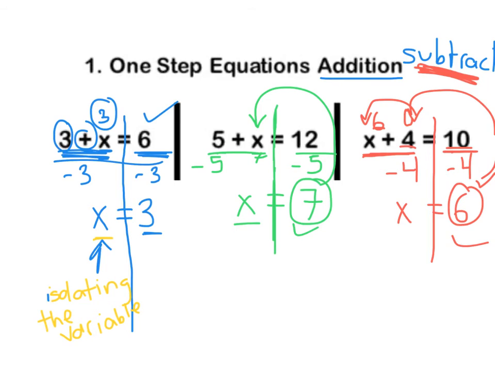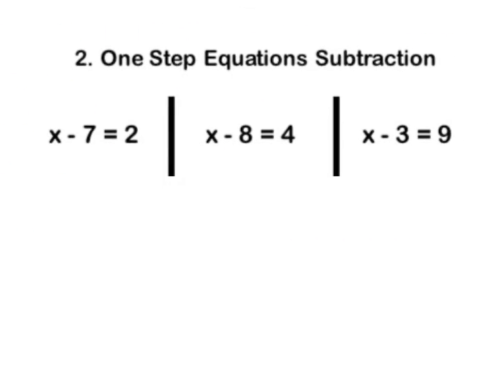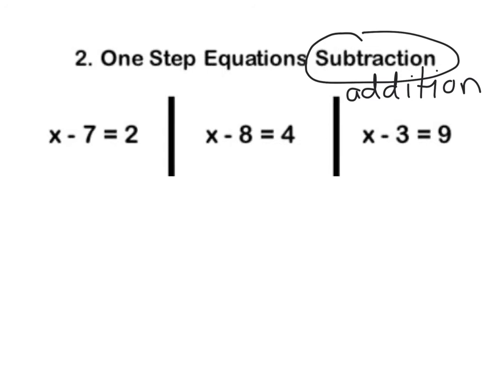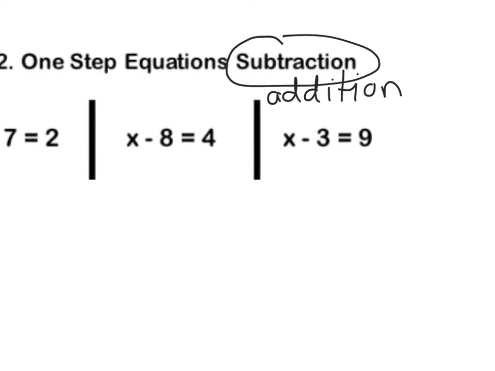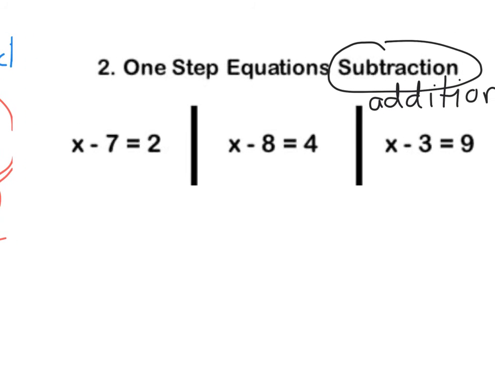We're not done yet. We got one more type to do. This one is the opposite. So we have problems with subtraction. What's the opposite of subtraction? It's addition. How did I know that? Well, we just said over here the opposite of addition is subtraction, so therefore the opposite of subtraction has to be addition. Okay, so watch how we solve this. I think you'll get the hang of it pretty easily.